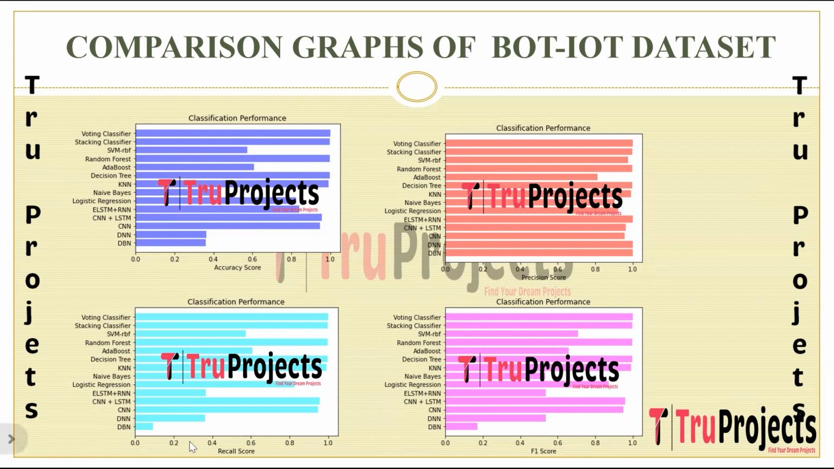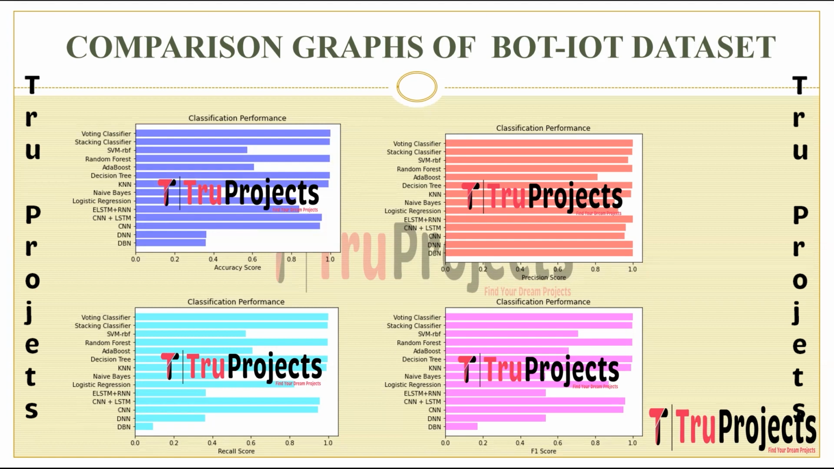This is the recall comparison graph. On the x-axis, we have recall score, and on the y-axis, we have algorithm name. Recall, also known as sensitivity or true positive rate, measures the model's ability to correctly identify all relevant instances in the dataset.